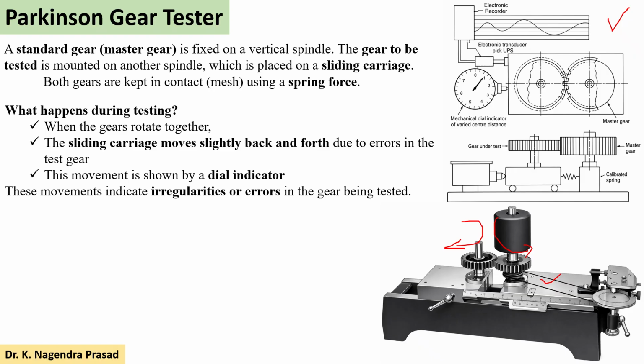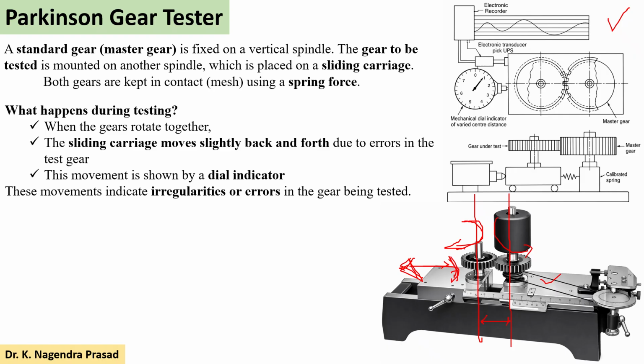So now both of the gears are rotating together. Then if there is any movement in the sliding carriage, maybe frontward or maybe backward, this movement is due to the errors in the gear to be tested. If there are no errors in the gear, the center distance between the master gear and the gear to be tested is constant.